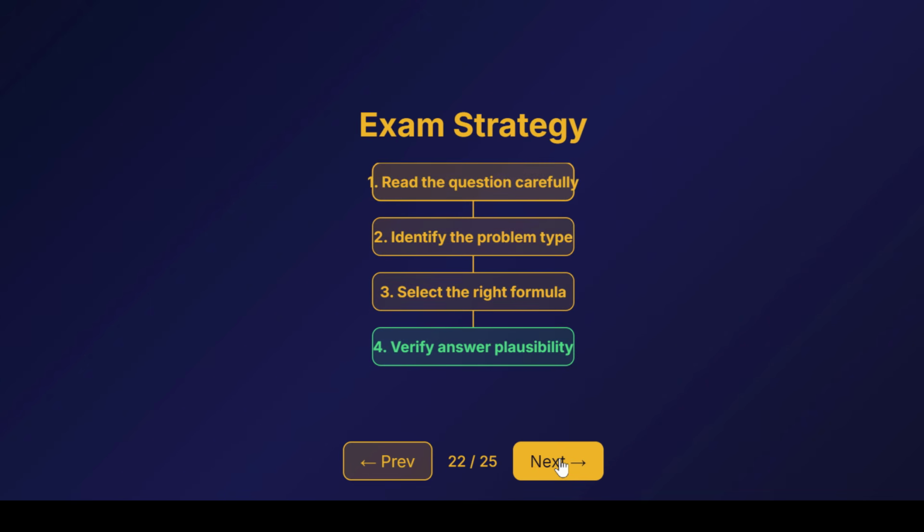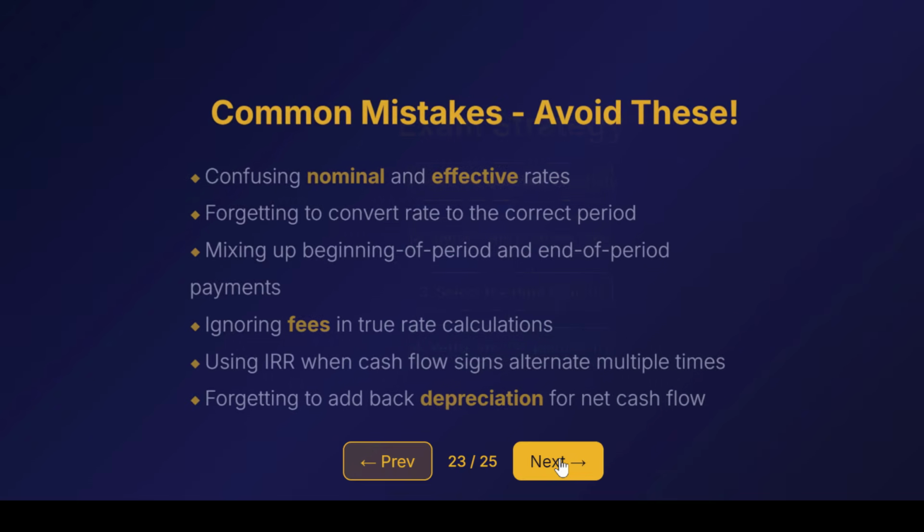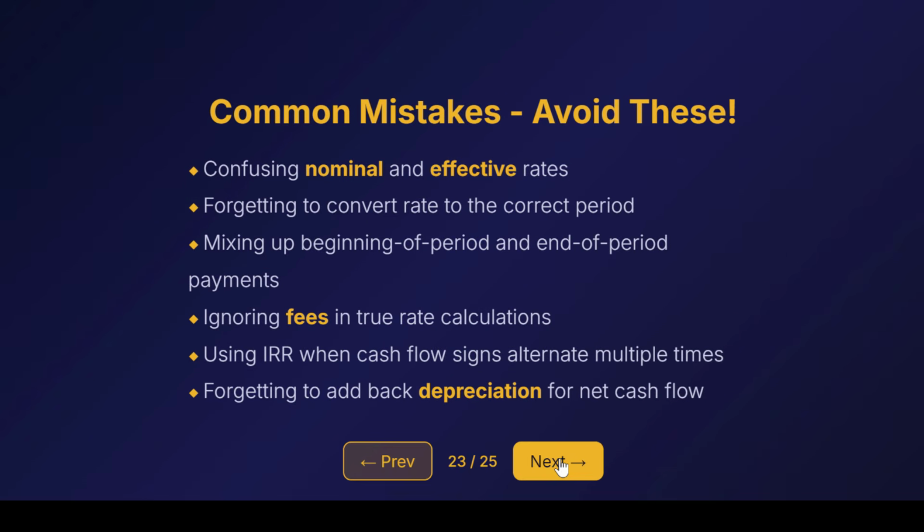Exam strategy and common mistakes. Read each question carefully and identify the problem type. Select the appropriate formula and ensure the rate period matches the cash flow period. Common mistakes include confusing nominal and effective rates, forgetting to match periods, mixing up annuity due with ordinary annuities, and ignoring fees. When working with inflation, always use the Fisher equation.